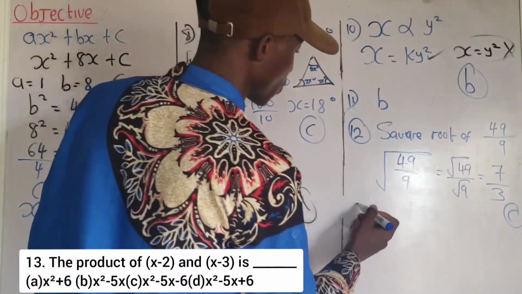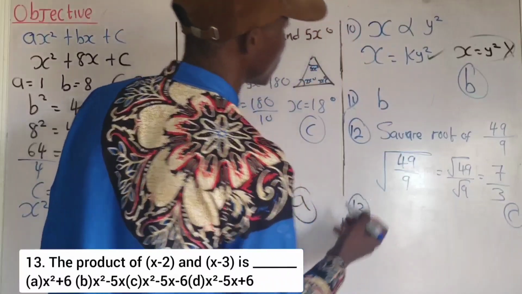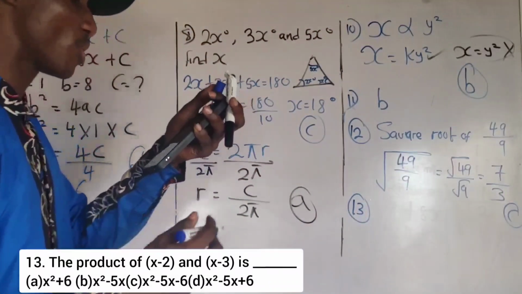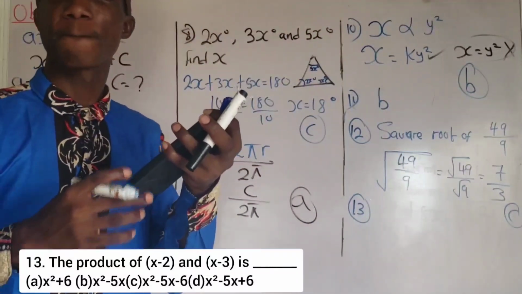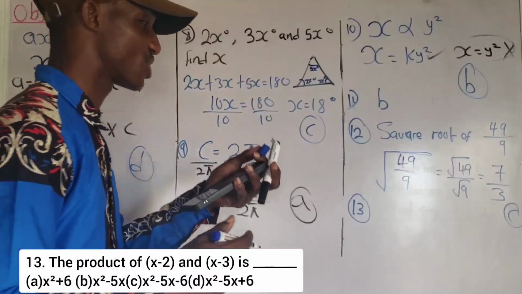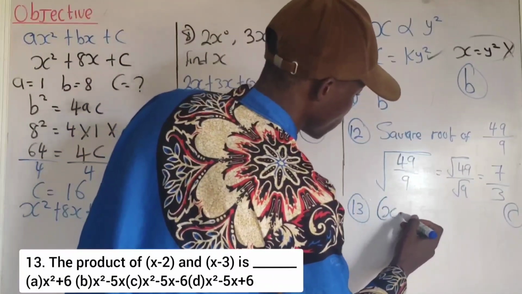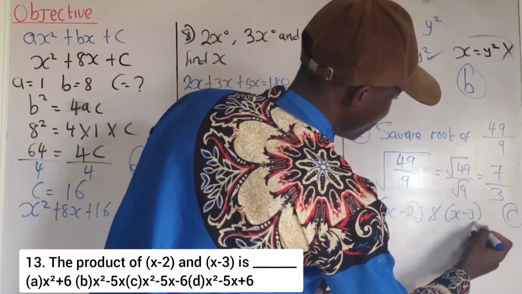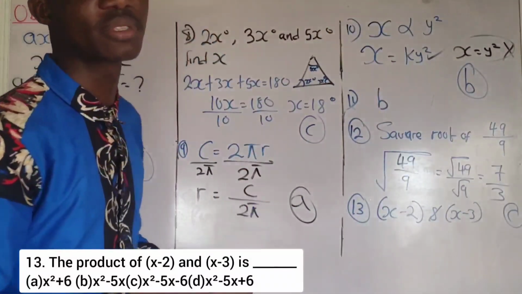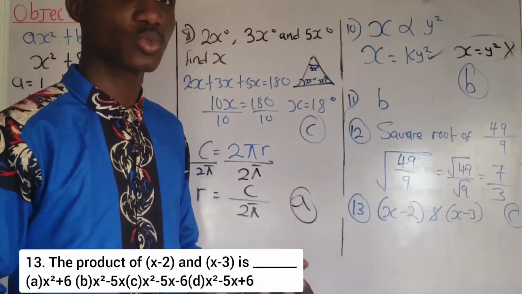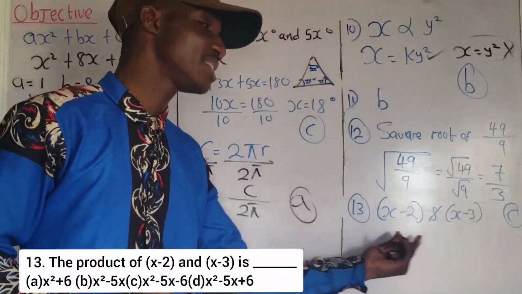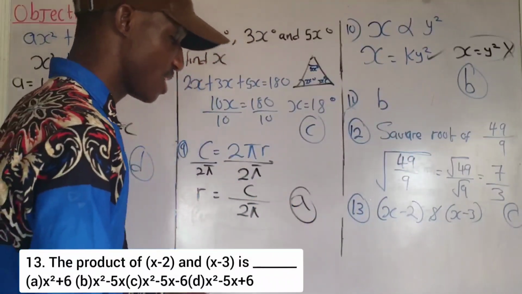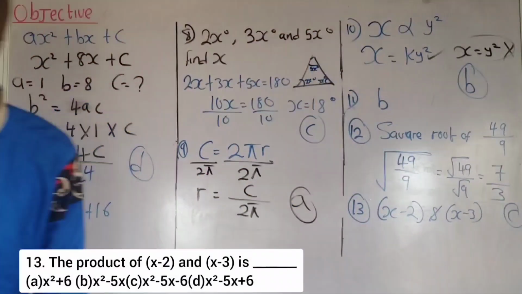So let's proceed to question number 13. For question 13, the product of x minus 2 and x minus 3 is dash. Okay? Product simply means multiplication. You understand? What they ask us to do is that we are asked to multiply this by this.